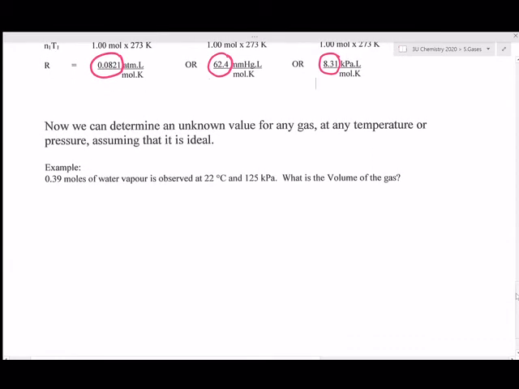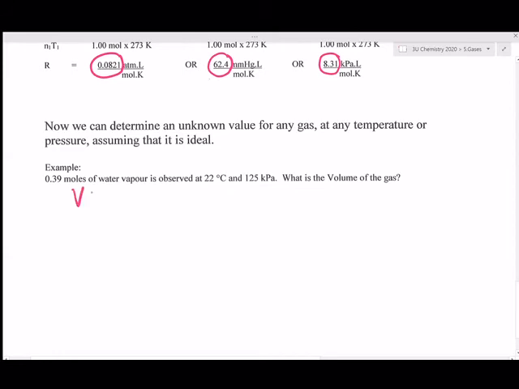So essentially, now what we're saying is if we know 4 of the quantities for any gas, you can solve the 5th. And it doesn't matter. It can be any combination of temperatures, pressures, volumes, moles. And the one new thing you will always be able to know or look up is R. So here we have 0.39 moles of water vapor. It's 22 degrees, 125 kilopascals of pressure on it. How much space is this gas taking up?